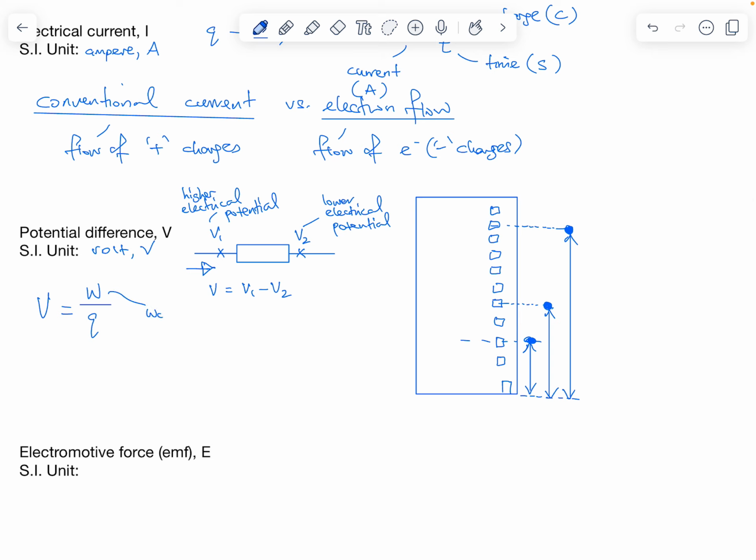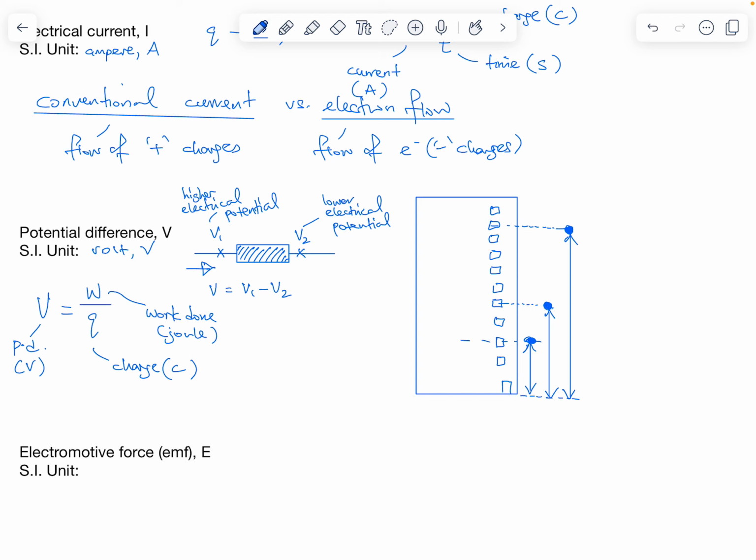So W is work done, unit for work done, joule. Q is charge, that's what we discussed earlier. Unit for charge, coulomb. V is potential difference, short form PD, unit volts. So here it says that potential difference is actually the work done in bringing a unit of positive charge across a device. In this case, across this device, and usually we use the term resistance to describe this device.